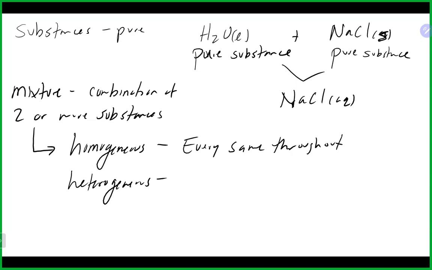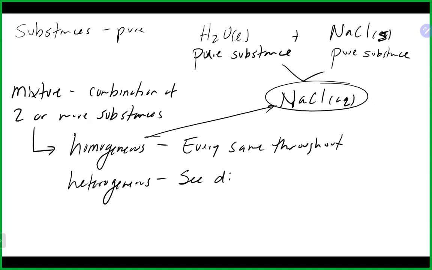So when you mix them together, for example, this guy here is an example of that. When you mix that together, everything looks the same throughout. Everything dissolves in each other. It just looks like one sort of phase that's happening there. That's different than a heterogeneous mixture. You see different layers or phases.